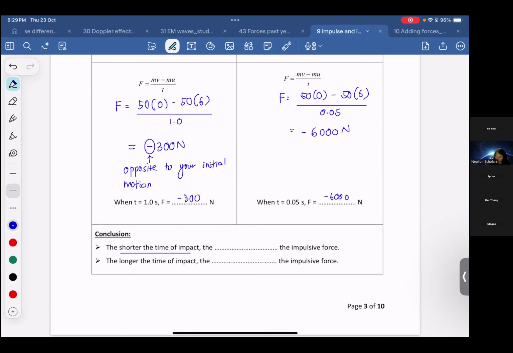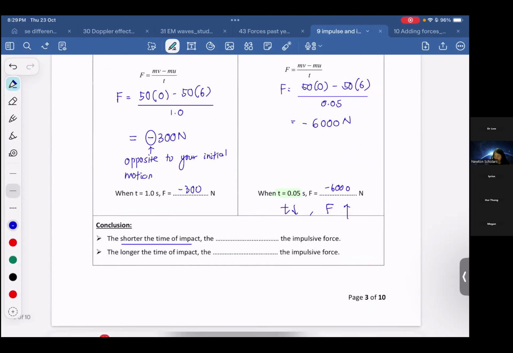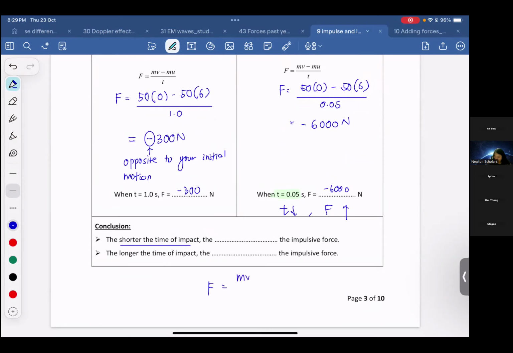So can you see that? My time is 0.05. My time is short, so my impulsive force becomes very big. This is what I told you just now from the formula: F equals mv minus mu over t. When your time becomes short, your impulsive force becomes very big. So here, the shorter the time, the larger the impulsive force. If the time is longer, the impulsive force is smaller.